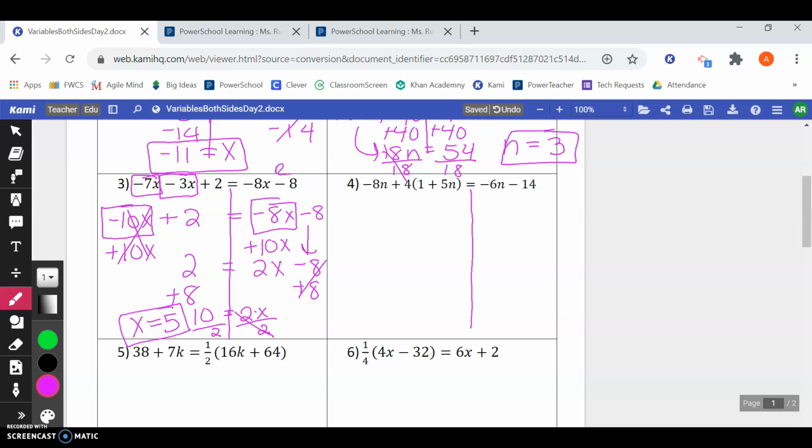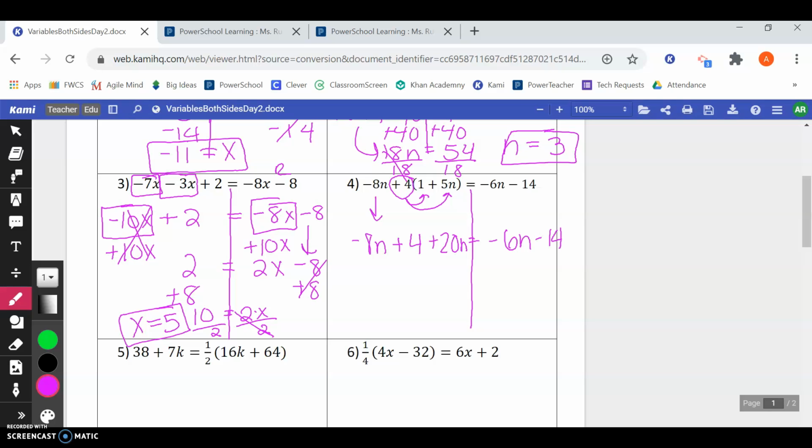So on my left side, I can distribute. So I'm going to distribute this positive 4, making sure to distribute the sign out in front to everything inside the parentheses. I'm going to drop down this negative 8n. 4 times 1 is 4. 4 times 5 is 20. And I have my n equals negative 6n minus 14.